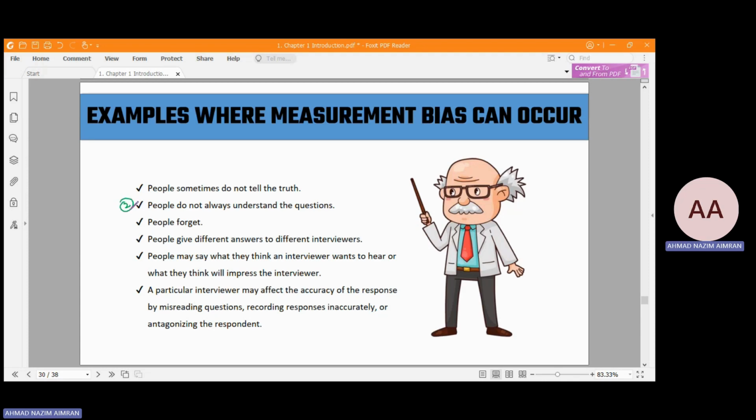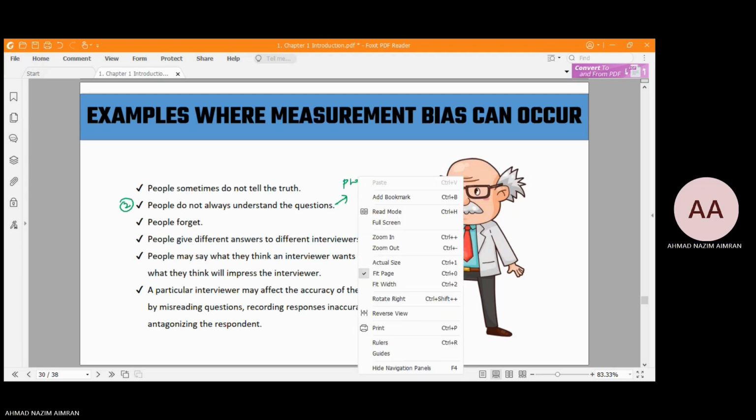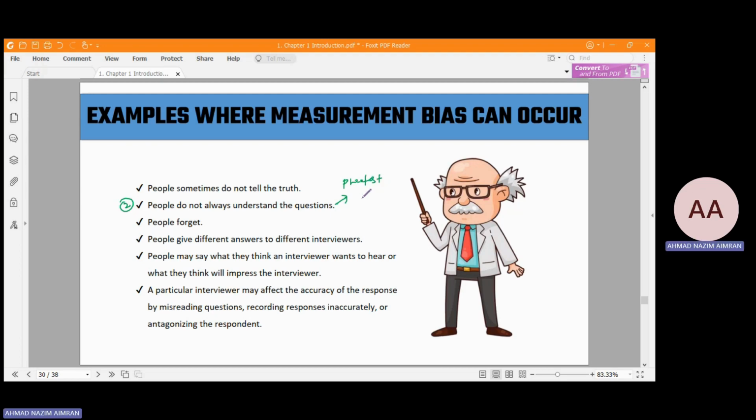The second point is people do not always understand the questions. And this is the reason why we need to have a pre-test and pilot test prior to conducting our actual study, because in this pre-test and pilot test we are able to identify the problems with the questionnaire. Maybe the questionnaire consists of ambiguous items, or double barrel items, or recall dependent items.